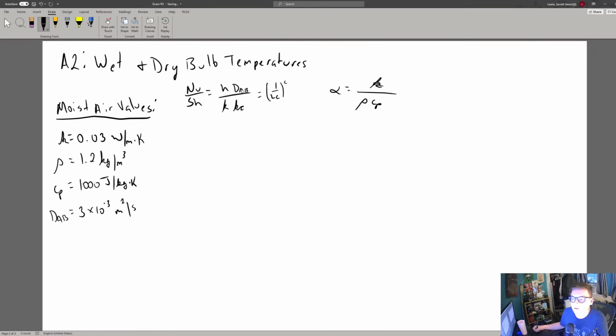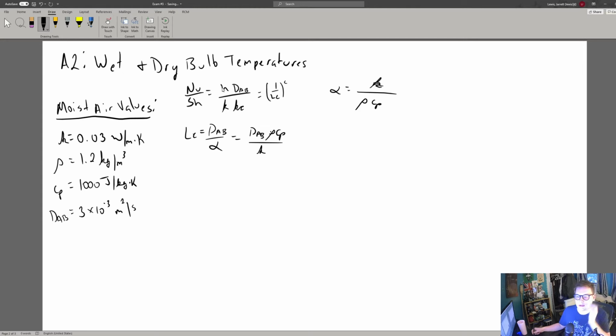So we can go back to the definition that we have for the Lewis number, which is that the Lewis number is equal to the mass diffusivity divided by the thermal diffusivity. So we're just going to put that in the equation. We're going to multiply by the reciprocal. So that's going to be equal to the mass diffusivity times the density times the heat capacity divided by the conductivity.